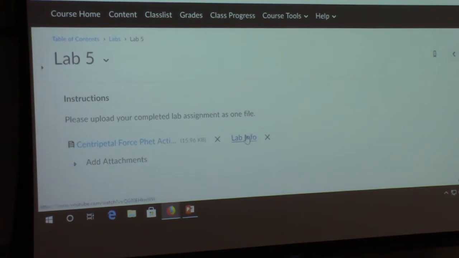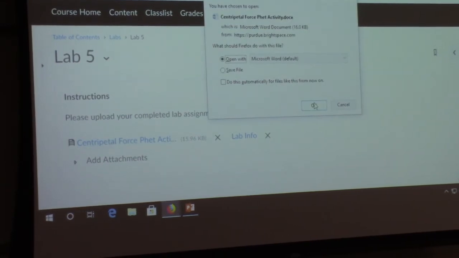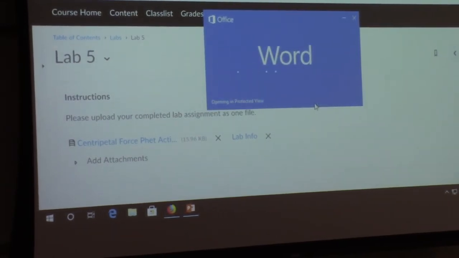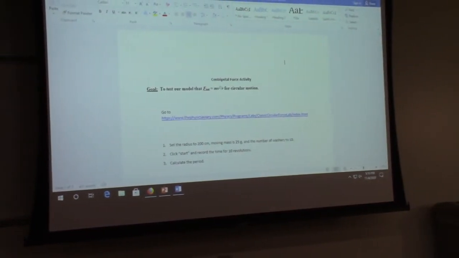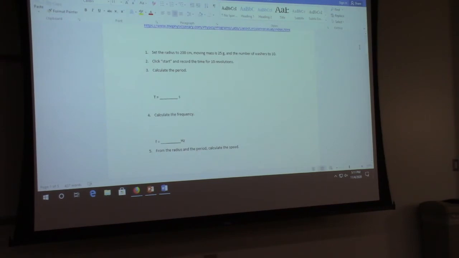This is actually a video, so this is a lab info video. It's just about 5 minutes long with some more detailed stuff. But here's what the actual lab looks like. Okay, so again, you can just go through, do the calculations, answer the questions, and then just submit it however you want to do this. You could type it out or print it out, write it out by hand, scan it, however you want to upload it back to me.